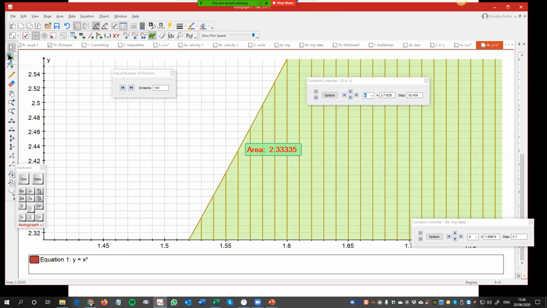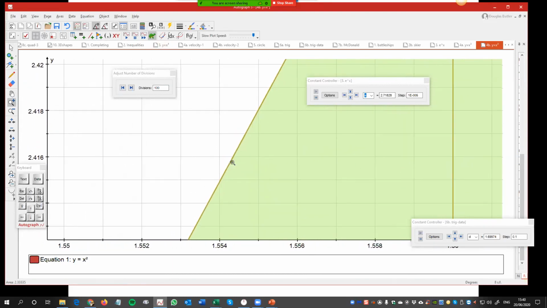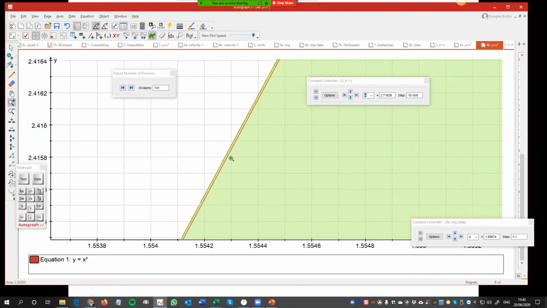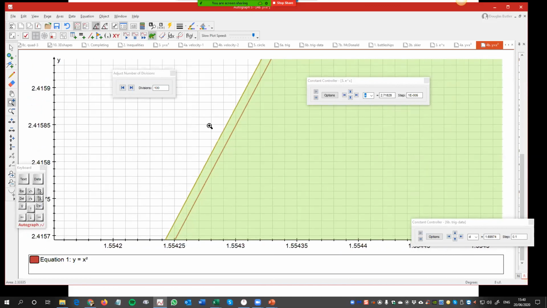Now, why is that the case? Well, if we zoom in, this is where technology really does do things that you can't possibly have done before. And you should look out for the red line, which is the equation, and the green line, which is the trapezium rule. And that's why it's a slight overestimate.